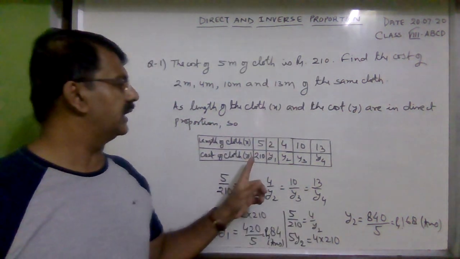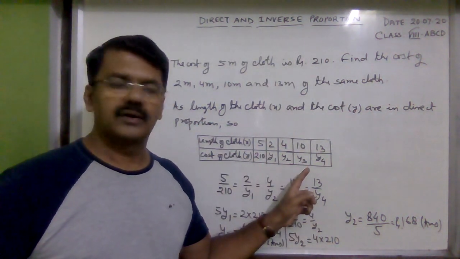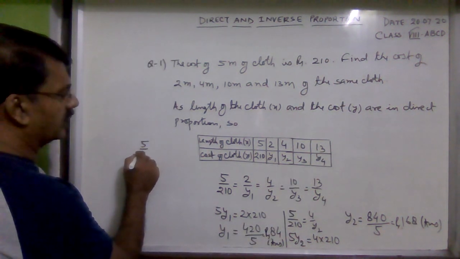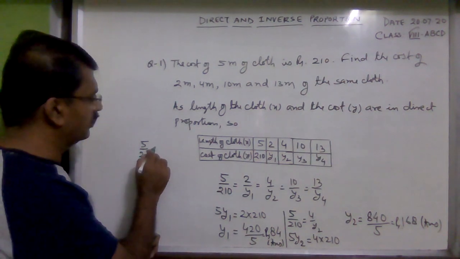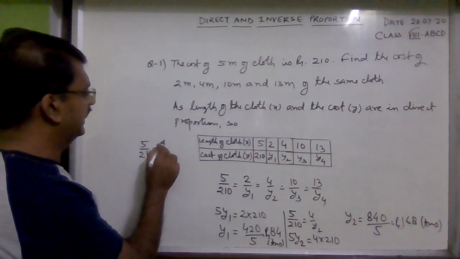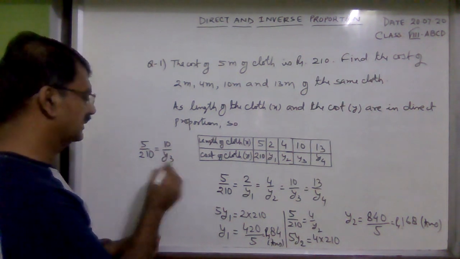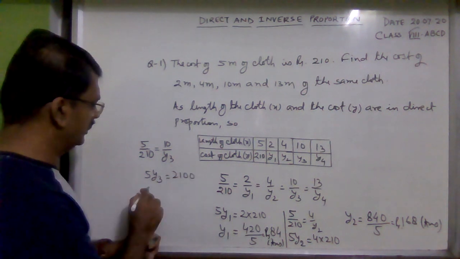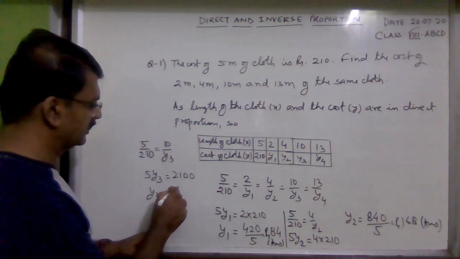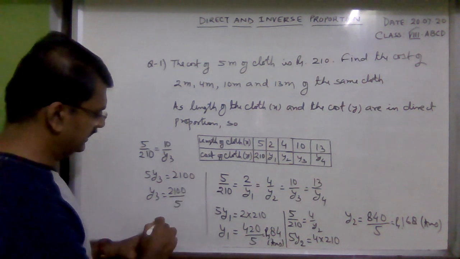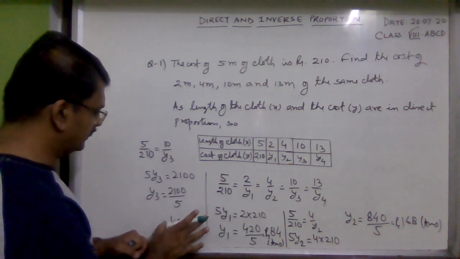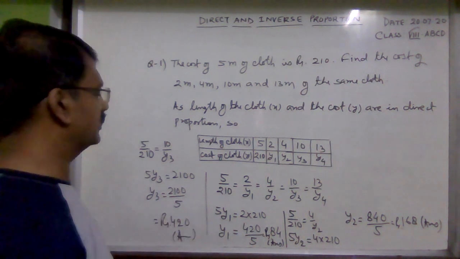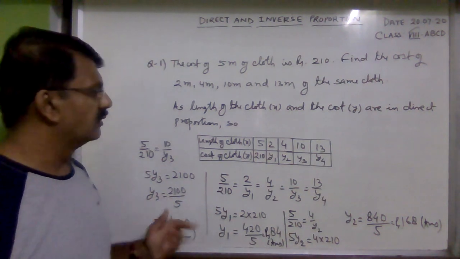Okay, now you equate the first and fourth, means 5 upon 210 is equal to 10 upon y3. Again cross multiply. 5y3 is equal to 2100. So y3 will be equal to 2100 upon 5, that is rupees 420. Okay, so the cost of 10 meters is rupees 420.